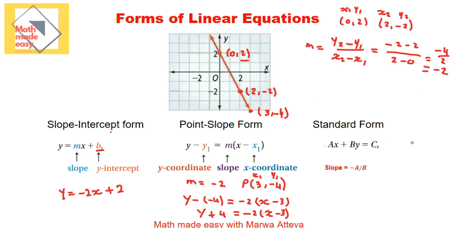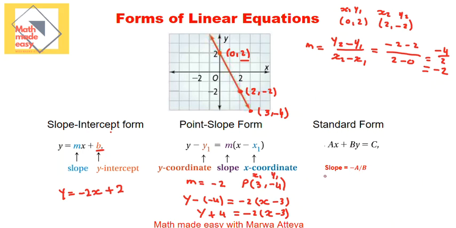The last form we will discuss is the standard form, and the standard form is one of the forms that does not include the slope in the form itself. However, we can find it using it. Like we have ax plus by is equal to c. All three numbers are integers. A and b are not equal to 0, and you can find the slope by dividing negative a over b.